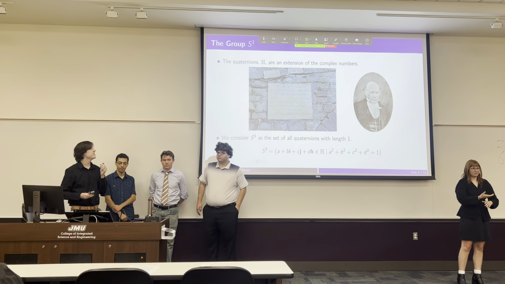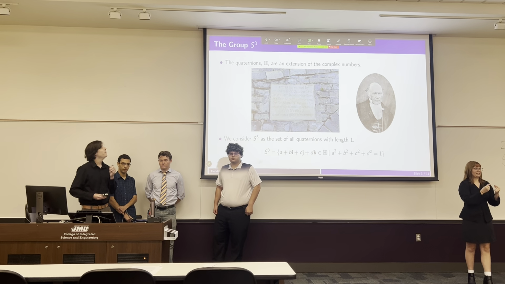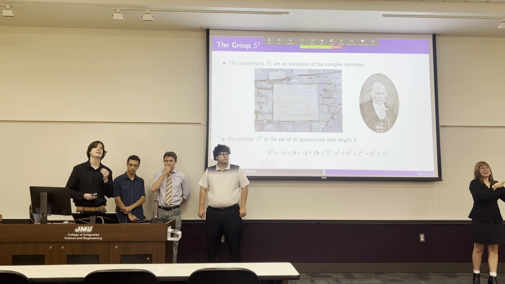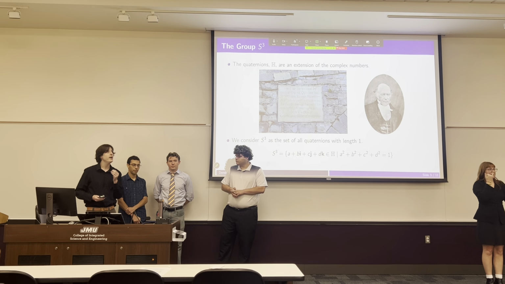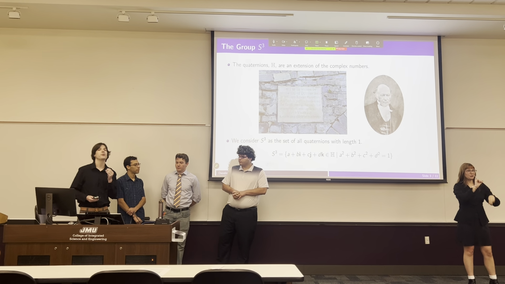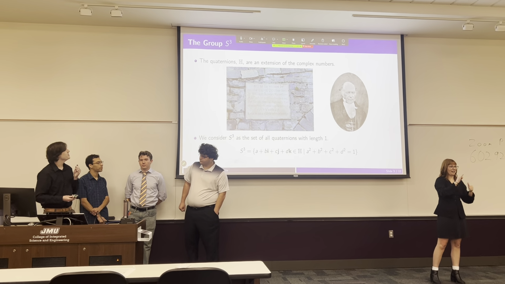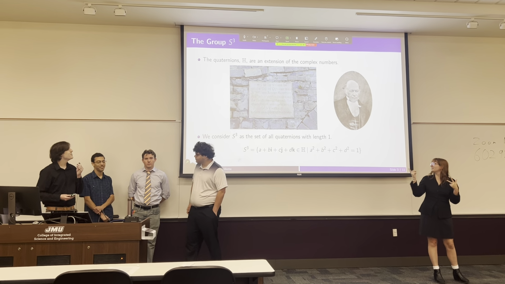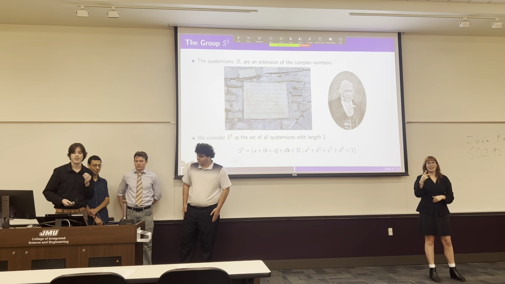Before we talk about the representation variety in depth, as a little background, we're going to talk about the group S3. The group S3 comes from the quaternions, which are an extension of the complex numbers. So while the complex numbers have one imaginary component, i, the quaternions extend this with 3 imaginary components, which are i, j, and k. And they're denoted by these relations, which you can faintly see, which is i squared equals j squared equals k squared equals ijk equals -1.